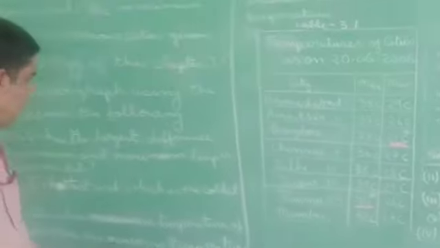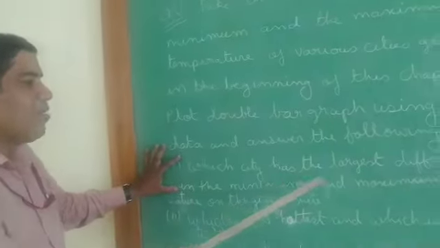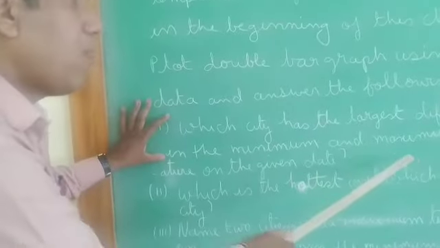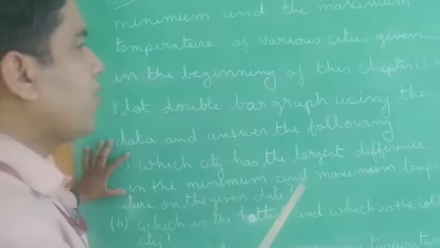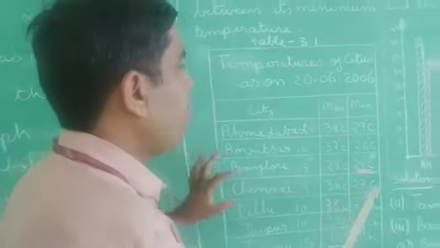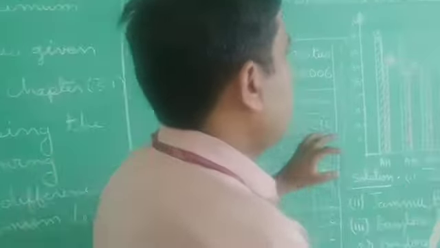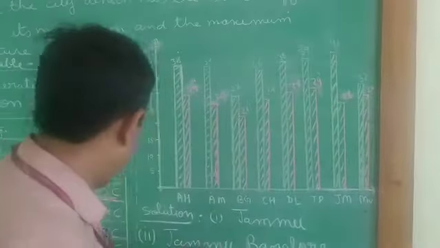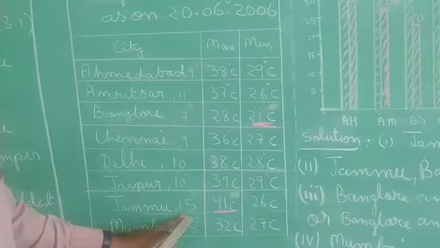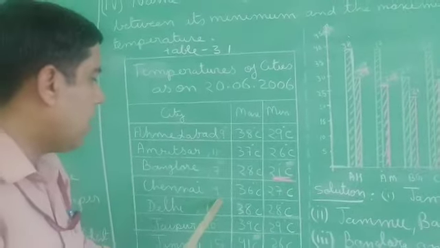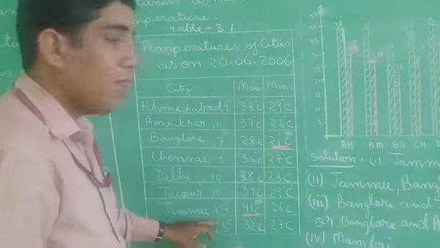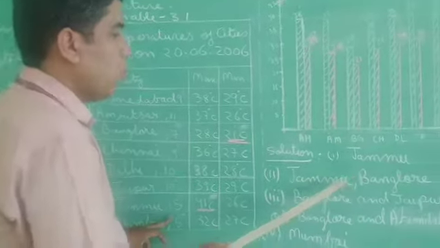Now let us see the first part. Which city has the largest difference in the minimum and the maximum temperature on the given date? You can see here Jammu is the answer. The maximum gap is there between these two. You can calculate here also, I got 15 degrees as the gap. You can see here it is 9, 11, 7, 9, 10, 10, 15, 5. So where is the maximum? Jammu is the answer here.